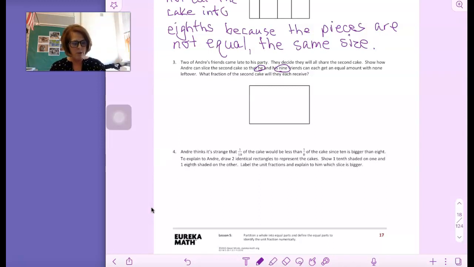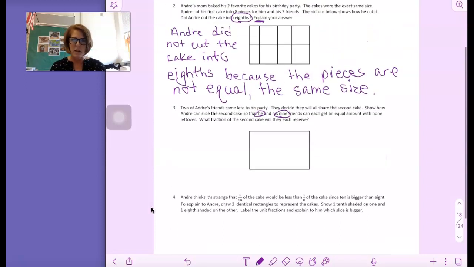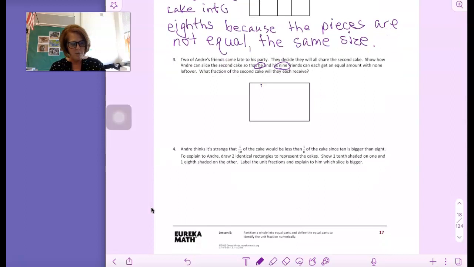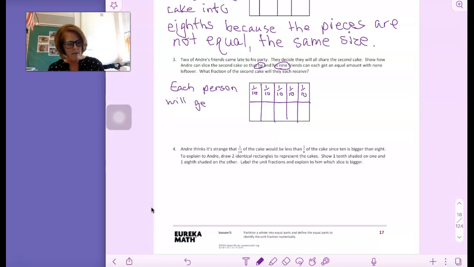So what I'm going to do, I'm going to slice the cake similarly to the way they did up there. I'm going to make it as even as I can, and then I'm going to do that. So we have 10 equal parts. Each of these parts is 1/10. So each person will get 1/10 of the cake.